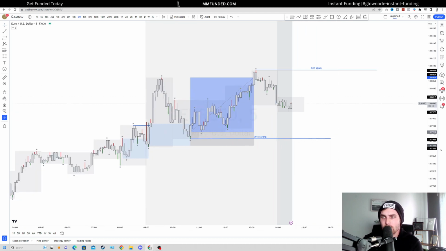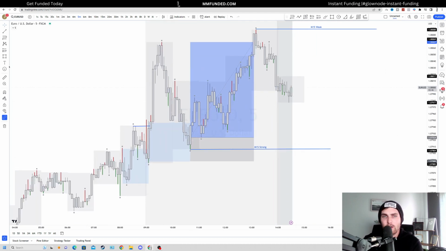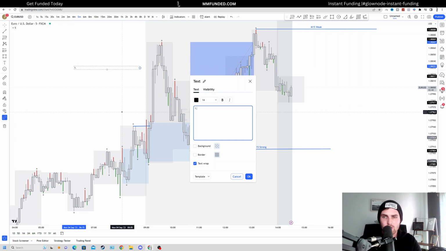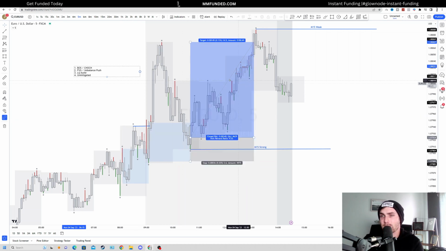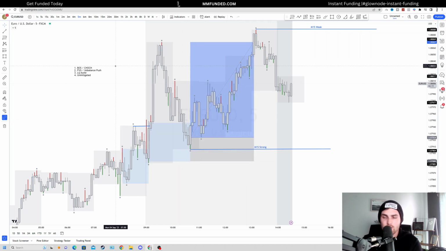/ institutional level. All right, those 4 criteria: each and every level needs to create the break of structure or change of character. Point number 2, it must create a fair value gap or imbalance push. Point number 3, LQ buildup, so it must have liquidity to sweep into that zone. And point number 4, most importantly, unmitigated. It mustn't have been previously mitigated by another fulfillment of the candles.